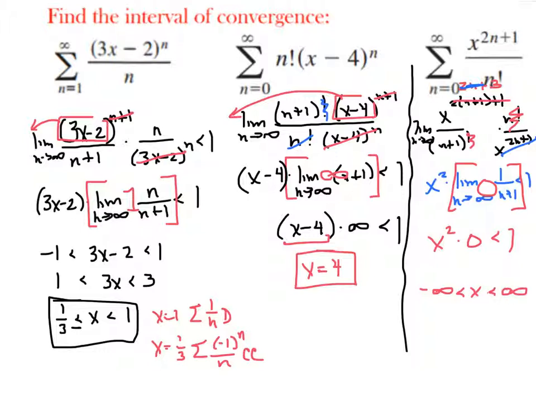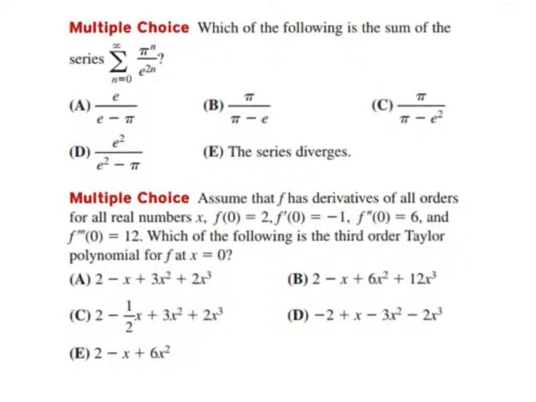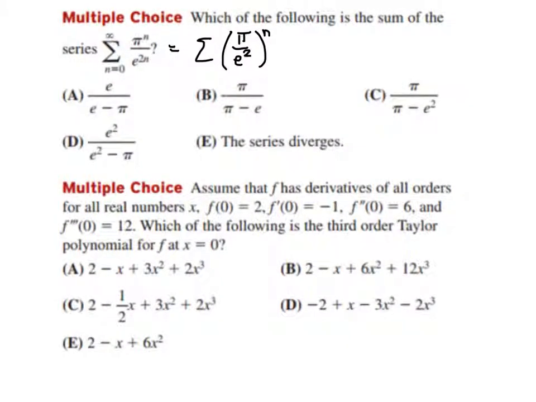Let's look at a couple more things. Which of the following is the sum? So I would start right away, recognize it's geometric. It's the only one we really know how to do the sum of. We have pi over e squared to the n. And notice, e squared to the n, that's e to the 2n.